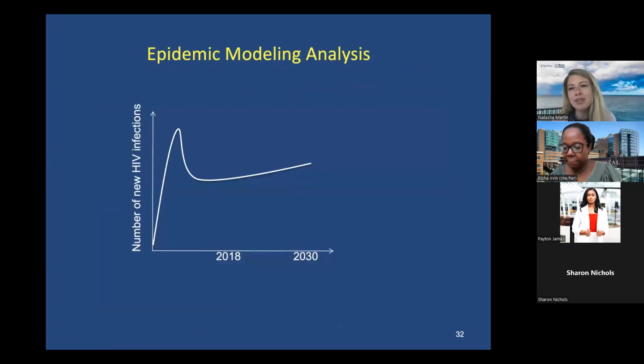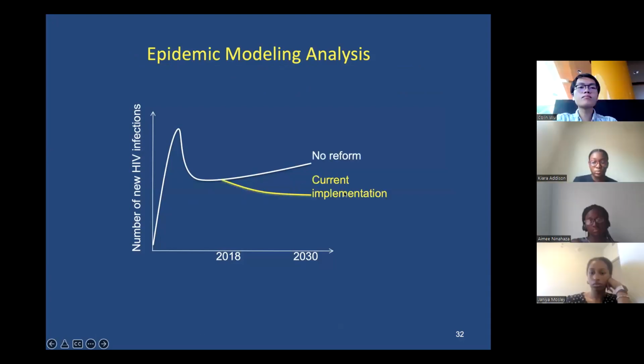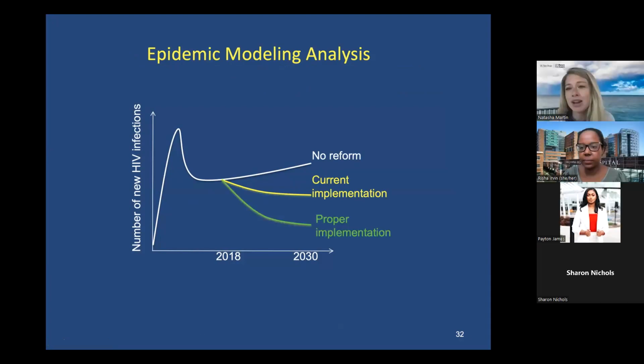And so we can put those statistical associations into a mechanistic model, and we can use that modeling to predict the number of new infections in the future with no reform, with the current implementation of the reform, and what if there was proper implementation? What if there was actually a reduction in incarceration, which we did not see? What if there was an increase in referral to evidence-based opiate agonist therapy? What could be the impact there?